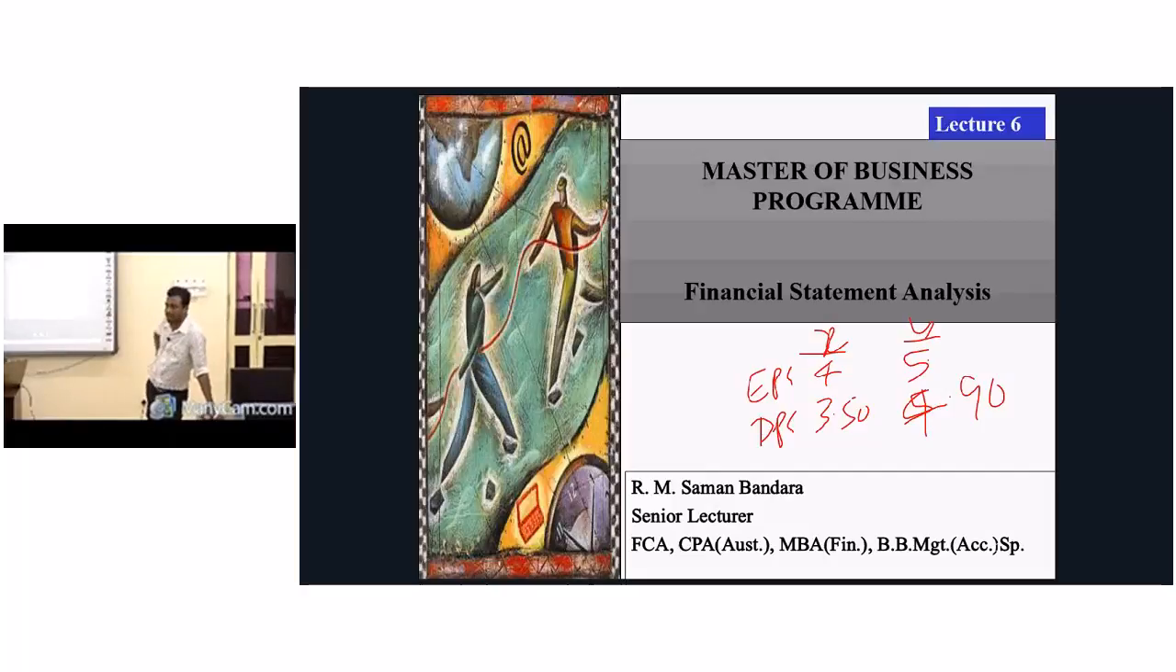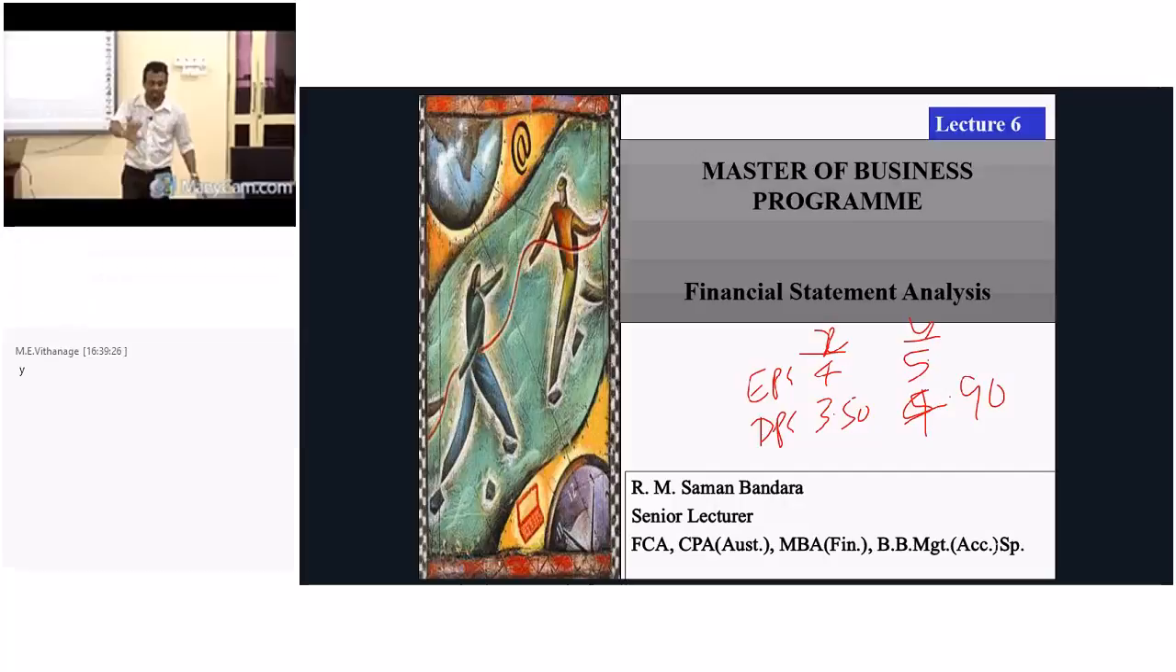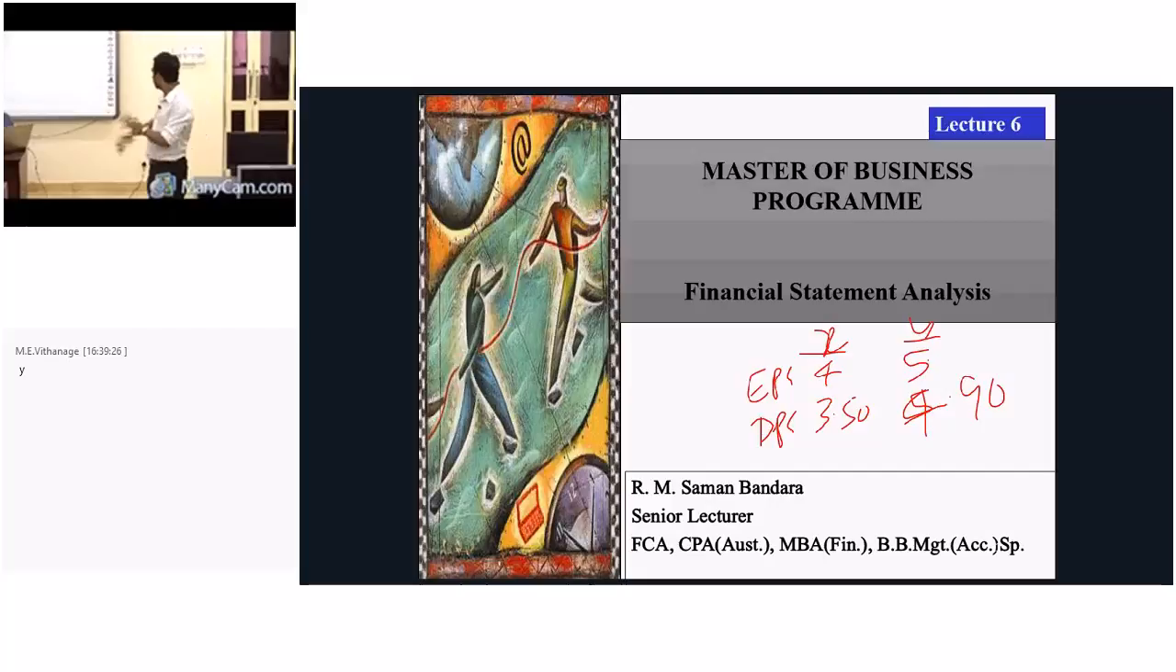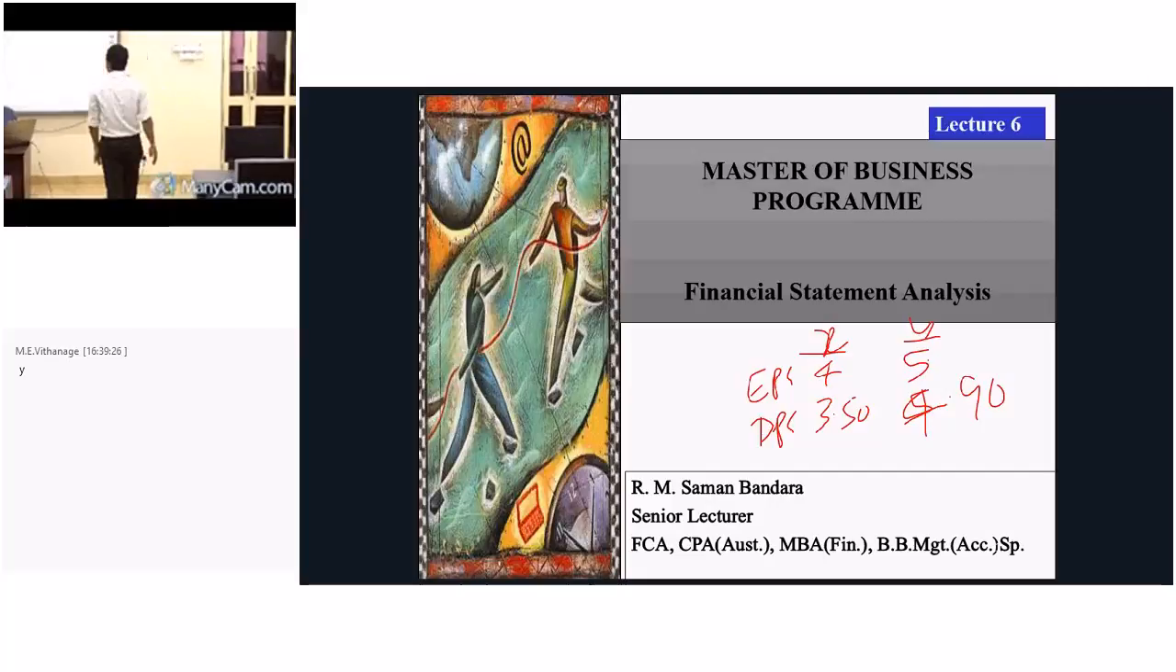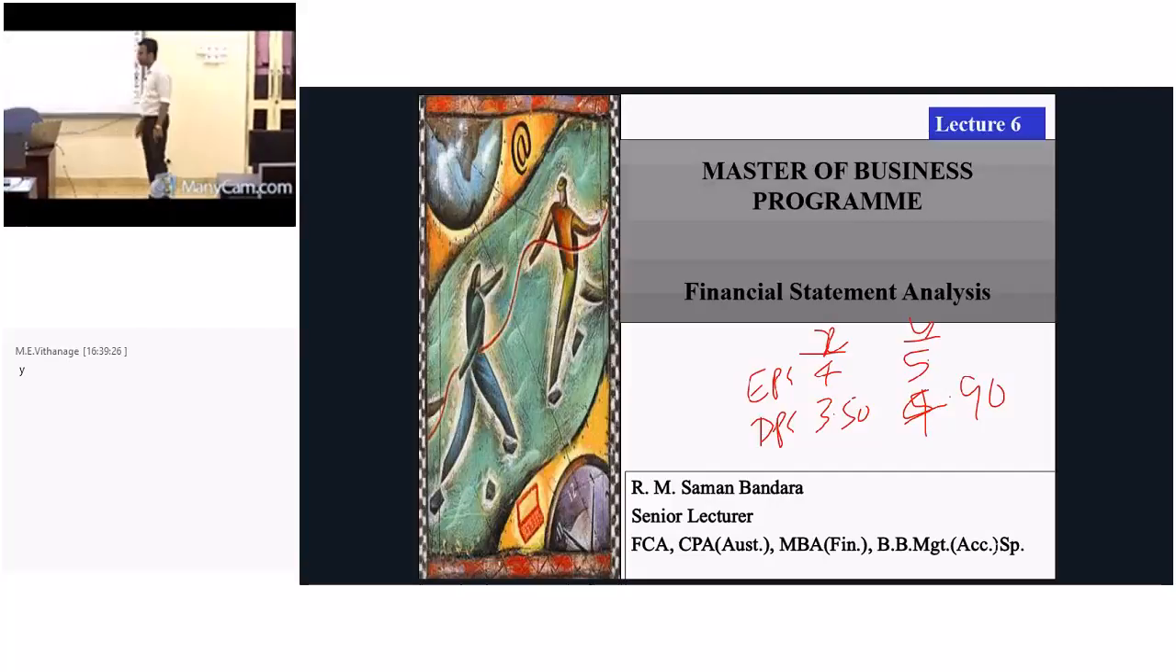Having limited scope, with this you can't make any conclusion. But if you assume that these are the only two pieces of information you have, why would you like to invest in it? Why? High level of earning per share and high level of dividend per share.